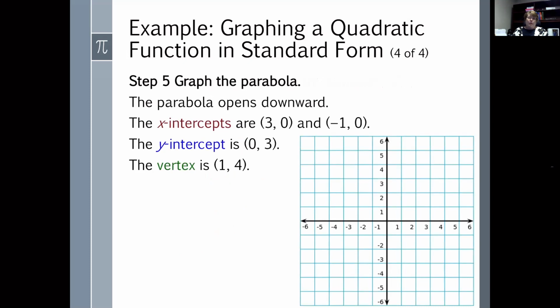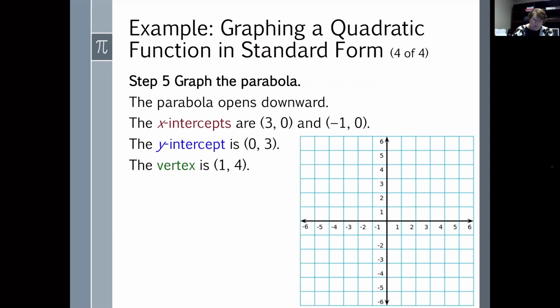This is what we know. We know that the parabola opens down because the coefficient a was a negative 1. We know the intercepts, the x-intercepts are at 3 and negative 1. We know the y-intercept is 3. We know the vertex is at 1, 4. So now I can plot all these points and connect them using a smooth curve.